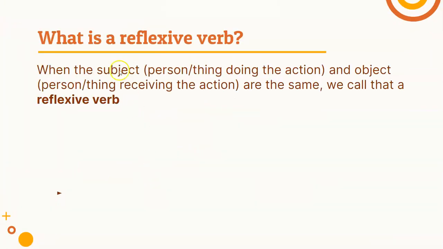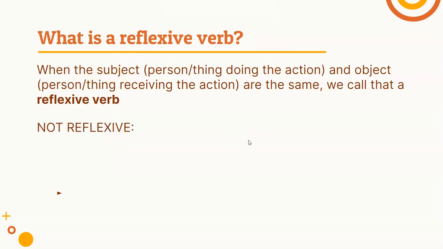A reflexive verb is a verb where the subject, so the person or thing doing the action, and the object, the person or thing receiving the action, are the same. So the action is being reflected from the subject back onto itself.